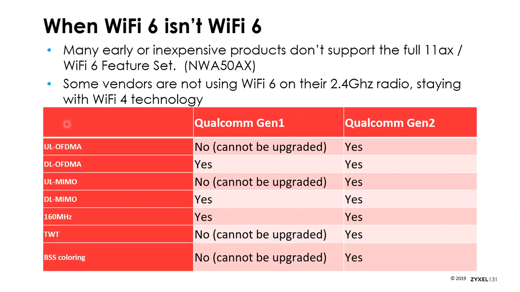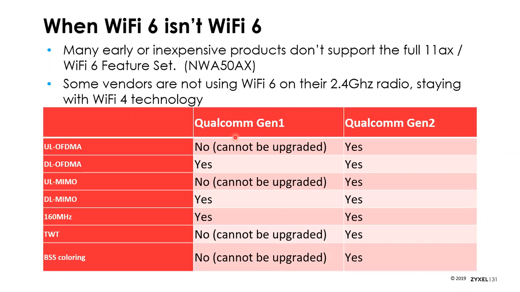Another common reason why they won't have all the features is for cost savings. So not only are these chips older and missing some of these features, but you may also run into situations such as Ubiquiti, where they're only putting Wi-Fi 6 on the 5 gigahertz chip, and they're still using a cheaper, slower 11N chip for the 2.4 radio. So this is just an example.